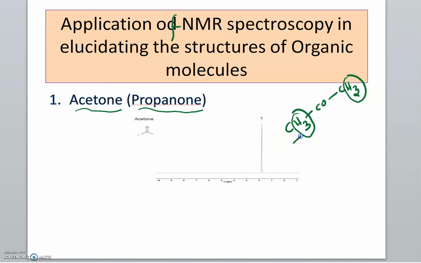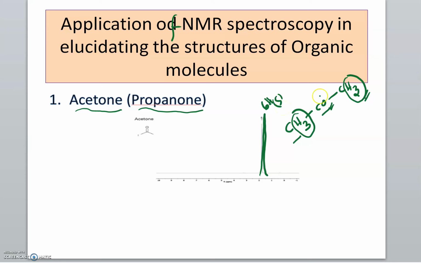Look here, CH3 is bonded to CO. This CH3 is also bonded to CO. That is, these 2 CH3 groups are in chemically identical positions. Therefore, all the 6 hydrogens are chemically equivalent. So we expect only one single sharp line for the 6 hydrogens. We get a singlet here.